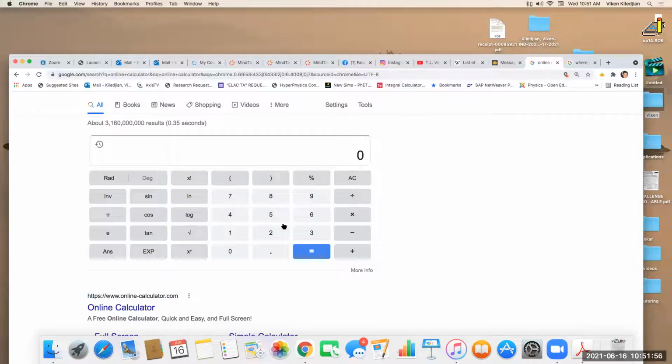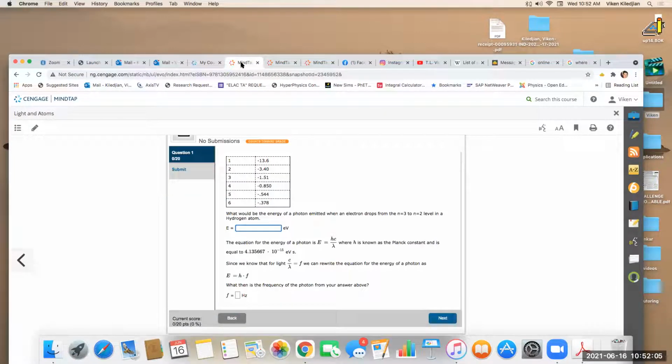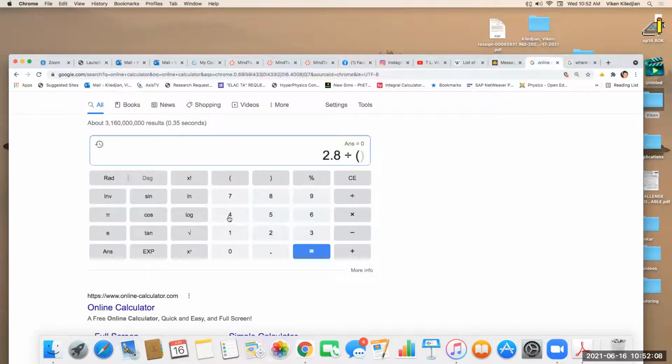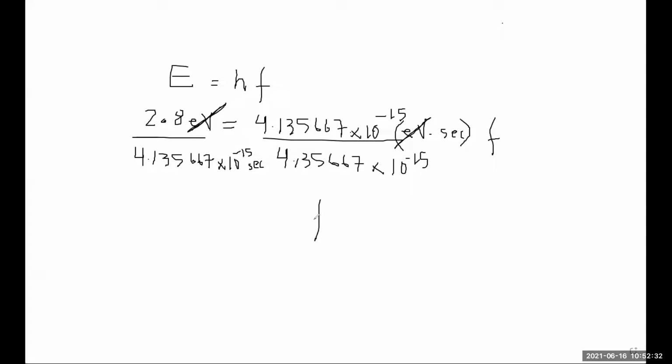So you say 2.8 divided by, what was the number? 4.1356667 times 10 to the power negative 15. That gives 6.77 times 10 to the 14 hertz. So that's your final answer: 6.77 times 10 to the 14.